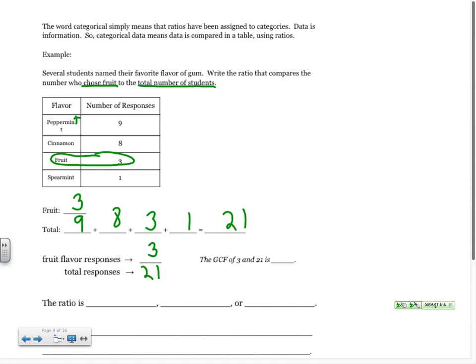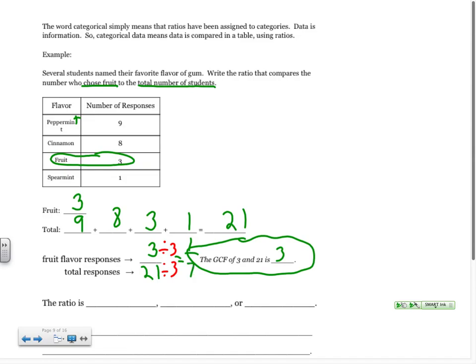Just like fractions, we need to simplify our ratio. What's the GCF of 3 and 21? I know from all my work with factors, it's 3. So what do I do to simplify? I divide the numerator, which is 3, and the denominator, which is 21, by the GCF, which I said is 3. So 3 divided by 3 is 1, and 21 divided by 3 is 7.